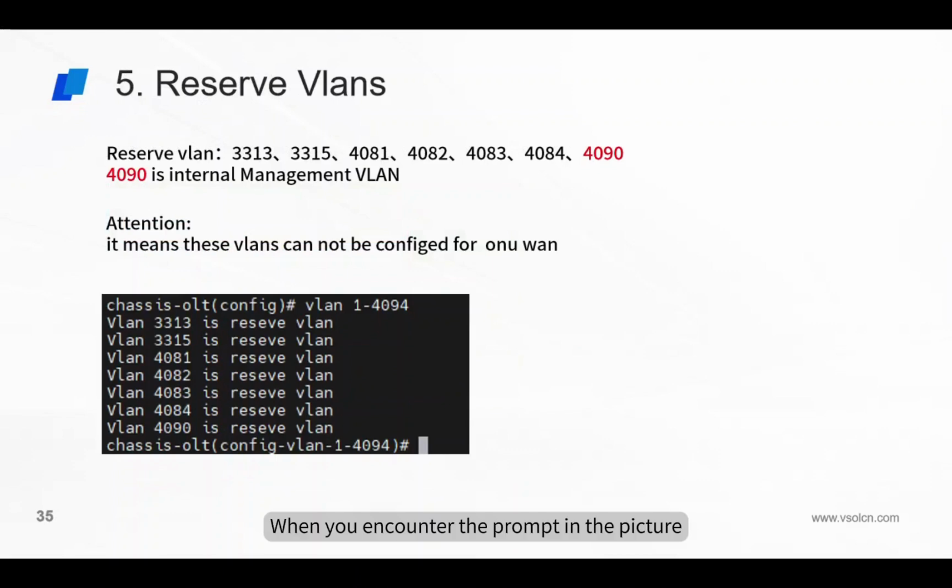When you encounter the prompt in the picture when creating a VLAN, it indicates that these are reserved VLANs, including 3313, 3315, 4081, 4082, 4083, 4084, 4090. VLAN 4090 is used for internal board communication management. Please note it means these VLANs cannot be configured for ONU.